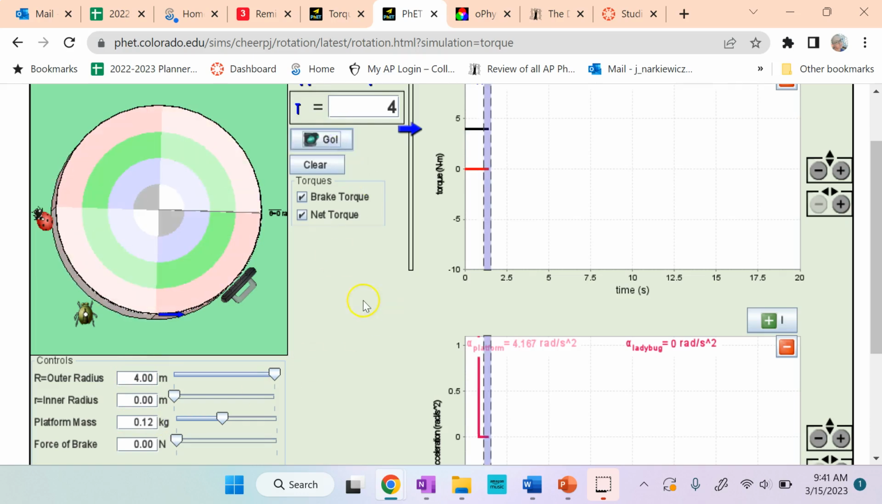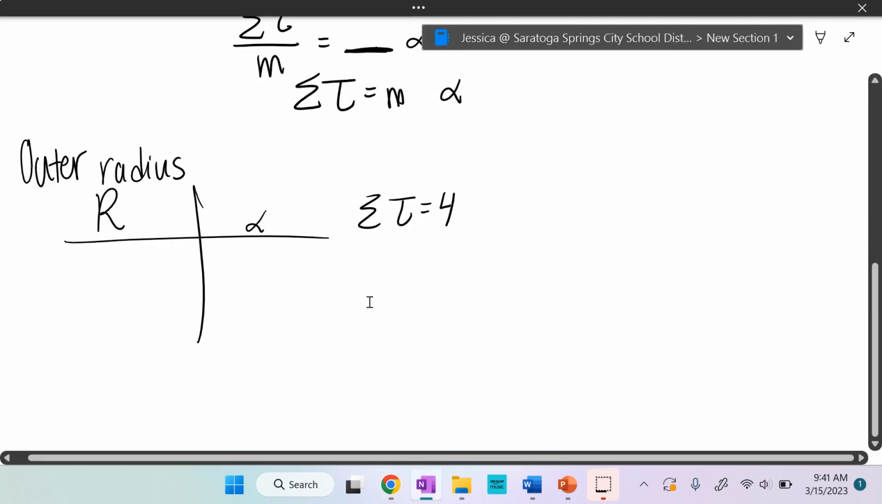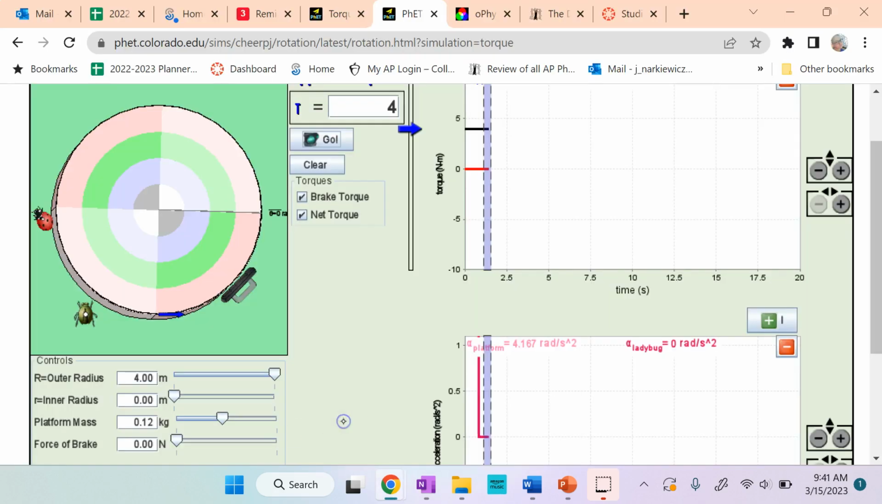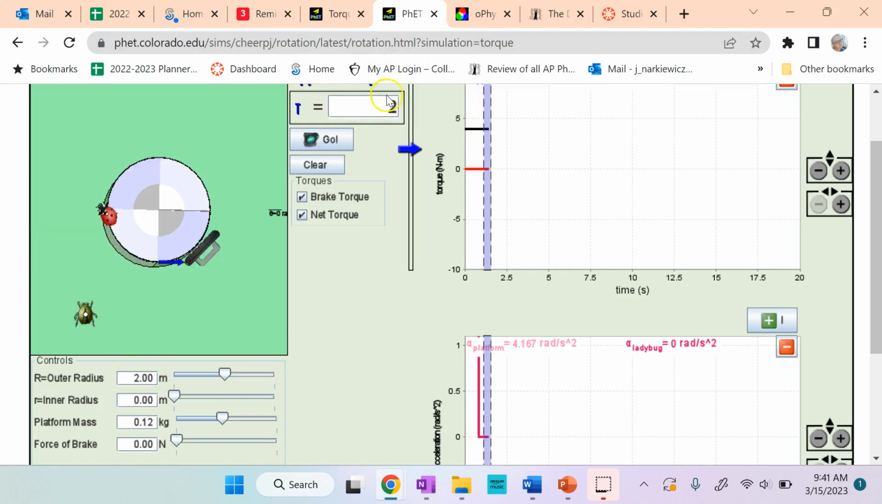So I'm going to go back to my original mass. Remember, that gave us an angular acceleration of 4.16. So my outer radius initially was 4, and I got 4.16 radians per second squared. Okay, so now I'm going to halve the radius to 2, right? See how my torque changed to 2, so I'm going to change this back to 4 to make sure that's nice and consistent.